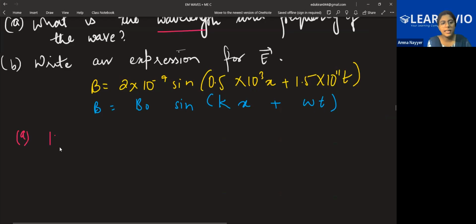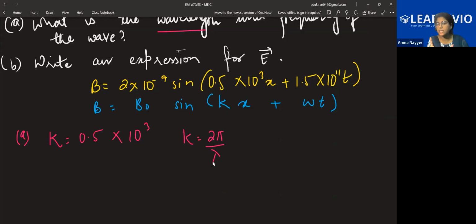See, K is equal to 0.5 into 10 to the power 3. So K is equal to 2 pi by lambda. Class, remember this relation from now on, all of you. If you have K, that is the angular wave number, you can directly get the wavelength lambda in your answer. Now we require lambda, so we will use 2 pi by K.